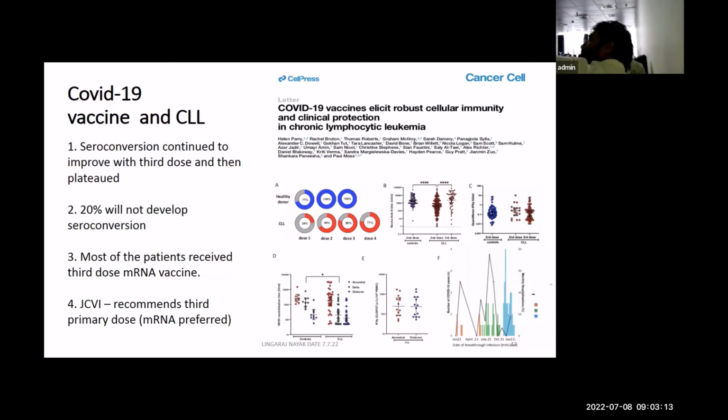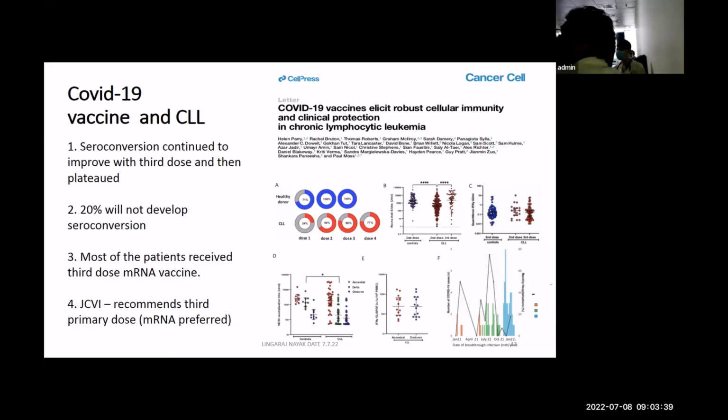So this is a recent paper published in Cell Press. They looked at seroconversion rates and compared them with normal healthy individuals based on the number of vaccinations. What they found is that 20% will never develop seroconversion in CLL. If you give 3 doses of COVID vaccine, after the third dose, at the fourth dose, there is no further increase, right? Up to the third dose, there is an increase. Beyond the third dose, like the fourth dose, there is no increase in the seroconversion rate.